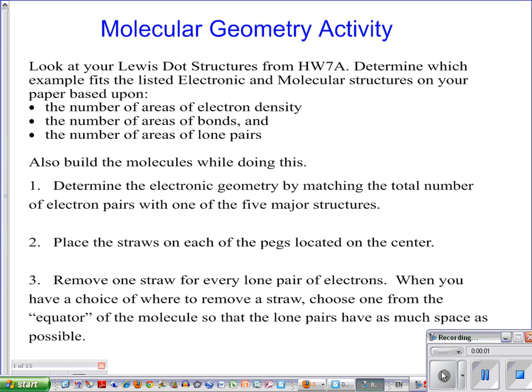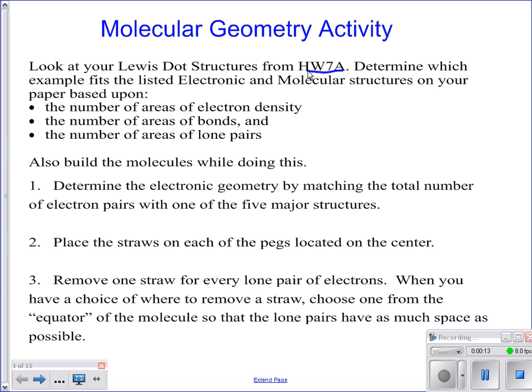Right now we're going to be looking at a molecular geometry activity. In fact, they're already involved in it, and I'm just getting caught up on this video. What they've done is we looked at our homework 7A, and based really just on our Lewis dot diagrams, they're going to look at these two values.